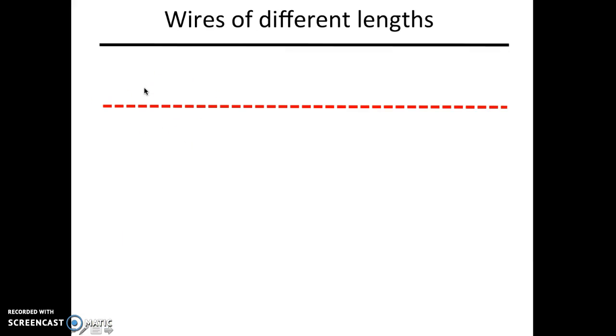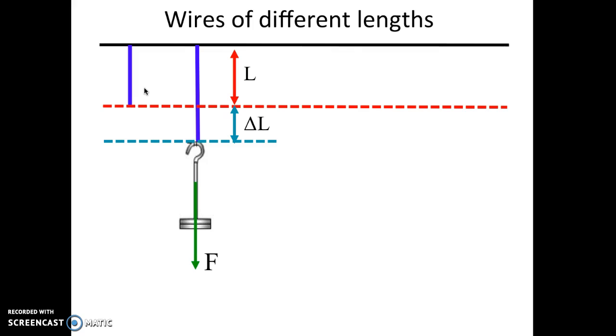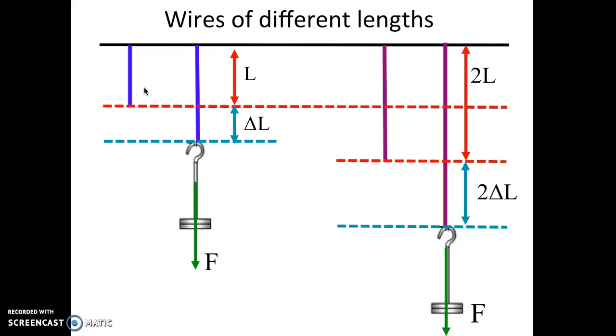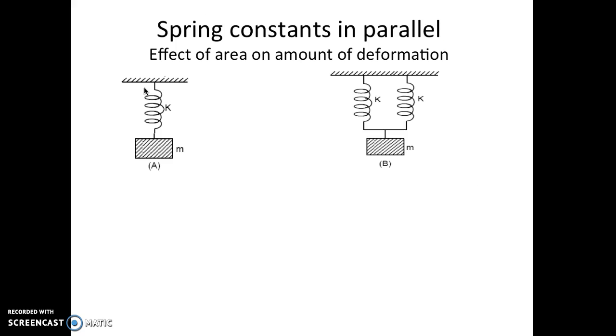Now, if we look at pieces of wire of different lengths, just so we can see the analogy carry through, if I start with a particular length, when I apply mass, I get a change in length. But if I start with a wire of double the length, when I apply the same force, I would expect to see double the extension. That's because there is more material there to deform, so I will get a greater amount of deformation. Now let's talk about springs in parallel.